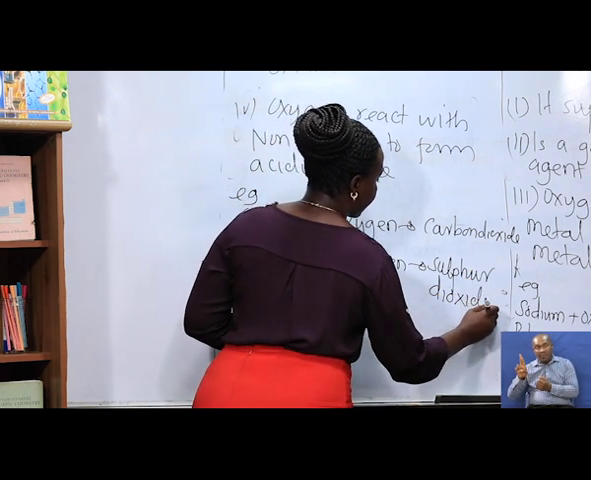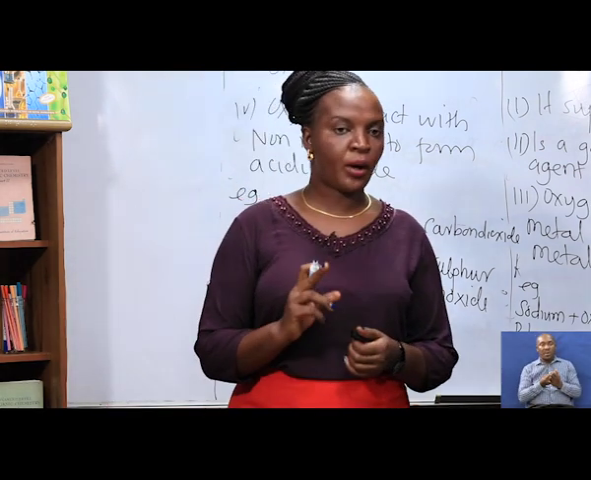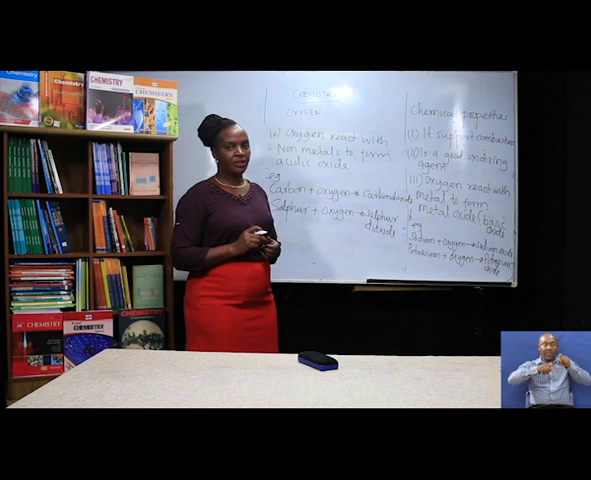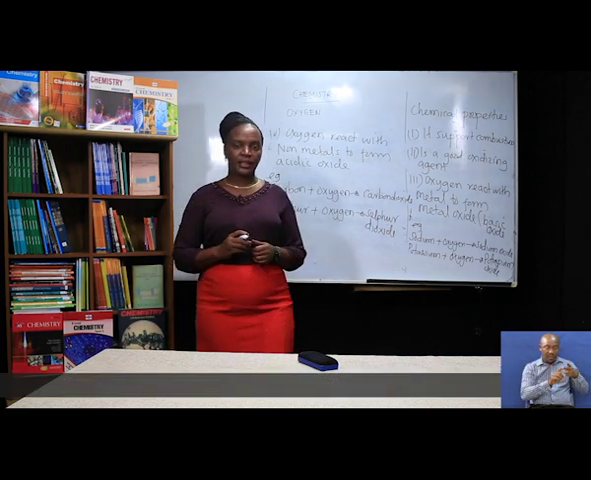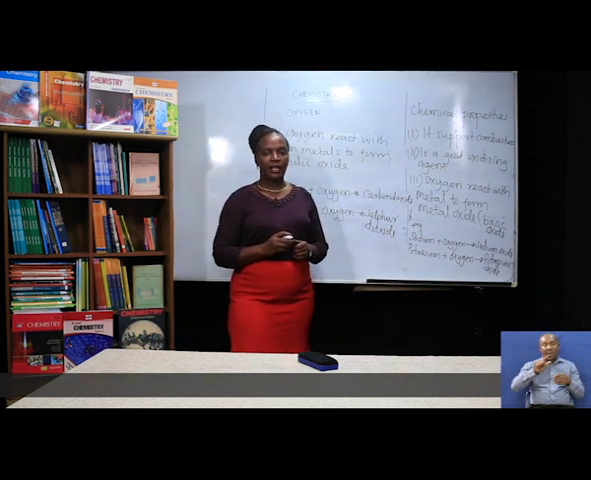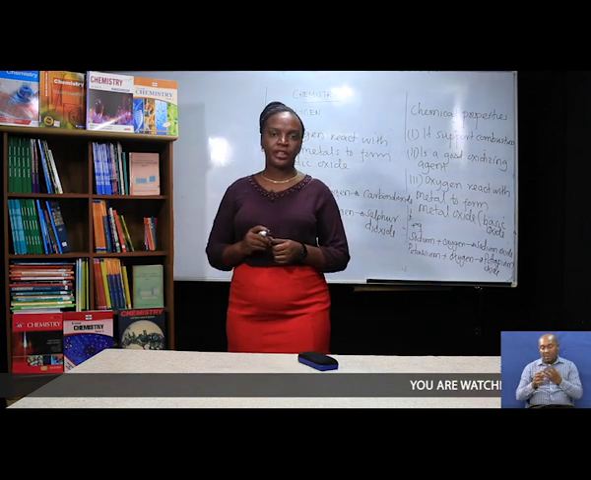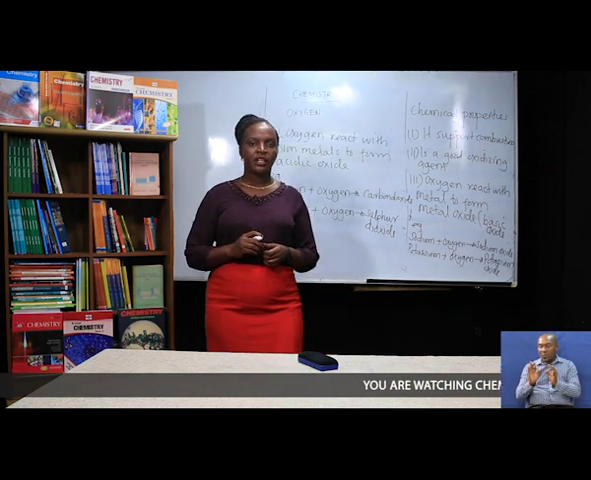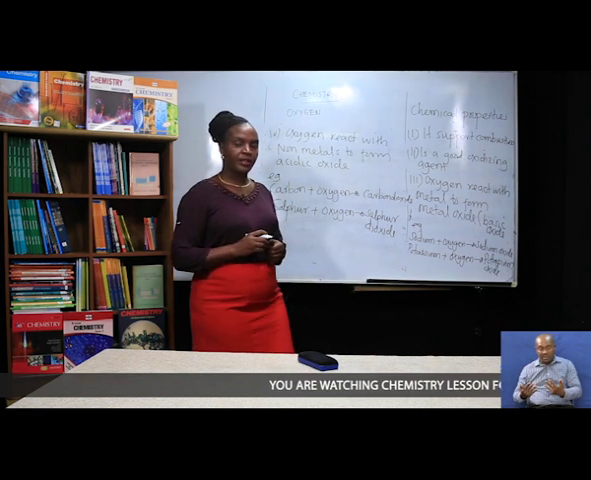So these are the chemical tests of oxygen. Number one, it reacts with the metal to form metallic oxide. Number two, it reacts with non-metal to form non-metallic oxide. Number three, it supports combustion. And number four, it is a very good oxidizing agent. So these are the chemical and the physical properties of oxygen.